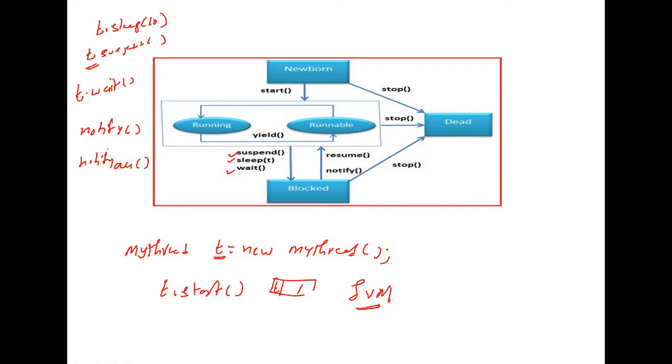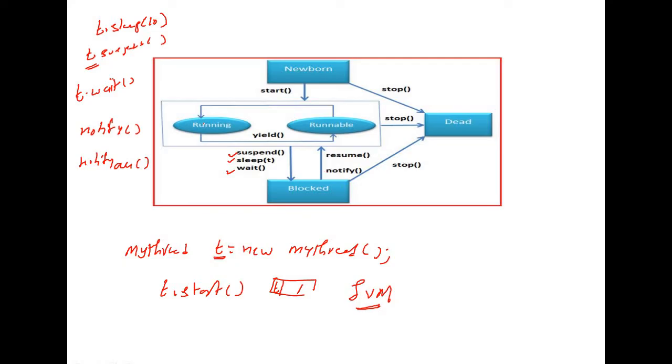The main difference between suspend, sleep and wait is that, from the suspend point of view, you must apply the resume method. Only then will it move into the runnable state. If we apply the sleep method, there is no need to apply any other method. Directly after completion of the time period, it will go into the runnable state. If it is a wait, to get it back, we have to apply the notify method compulsorily.